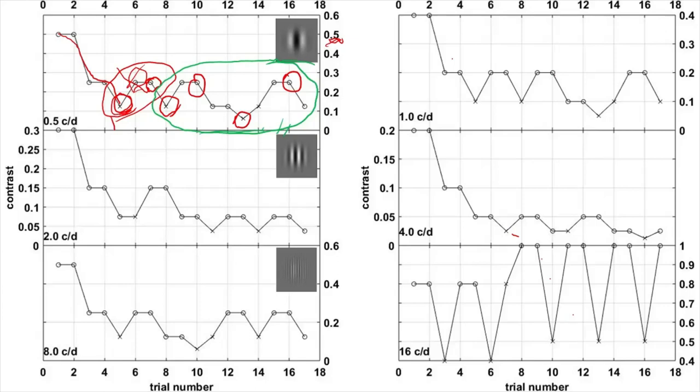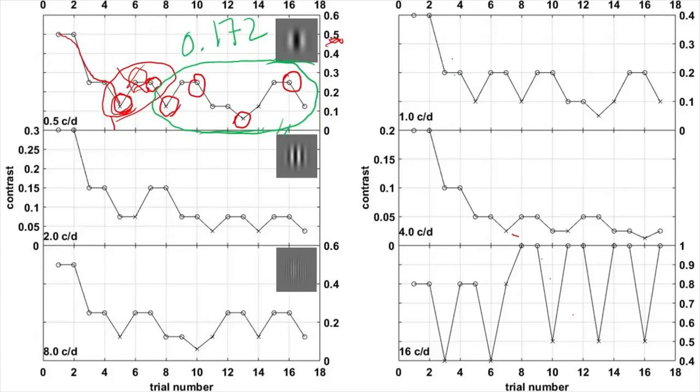And then it turns out it is 0.172. So that is the contrast threshold for the 0.5 cycles per degree grating. So that's 0.172. So that's that, right?